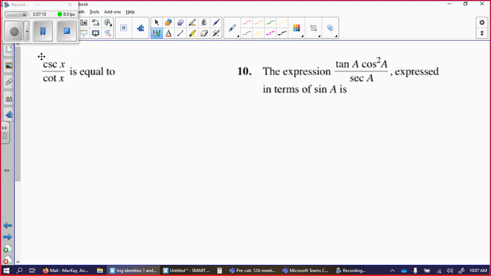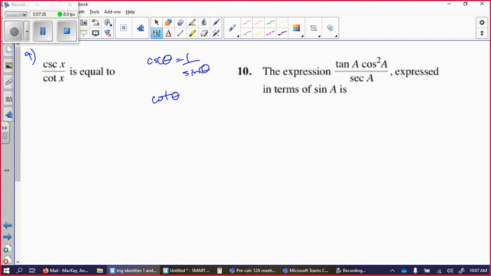So this is, I think, number 9. If I want to simplify this one, I purposely left out the multiple choice parts. I know cosecant theta is 1 over sine theta.